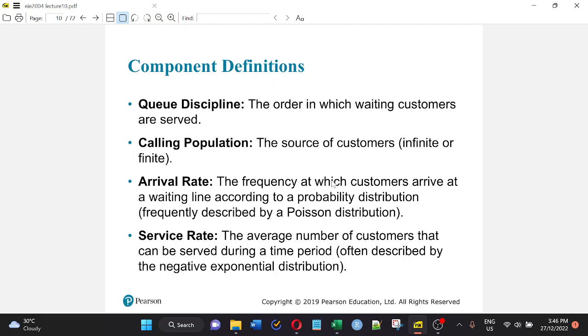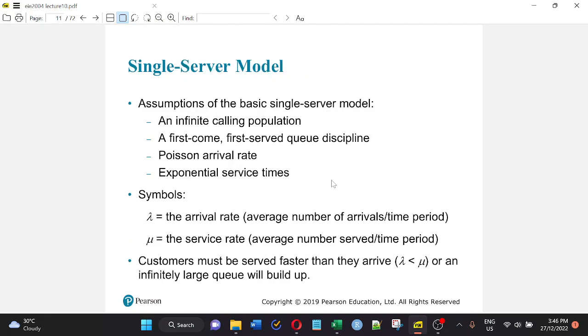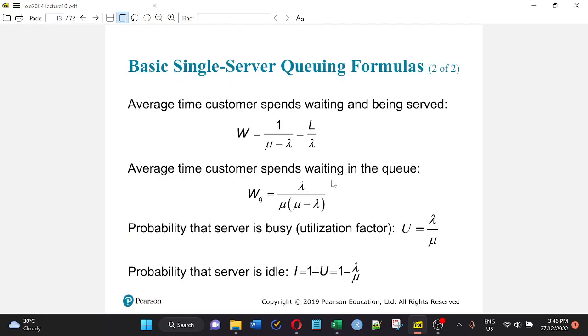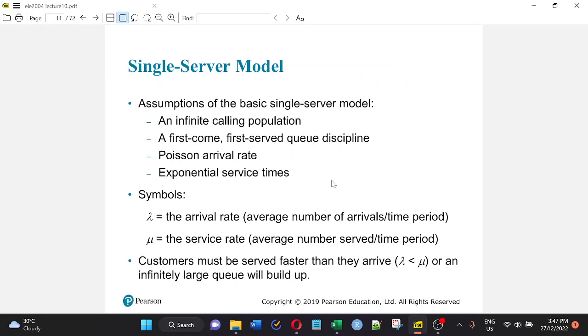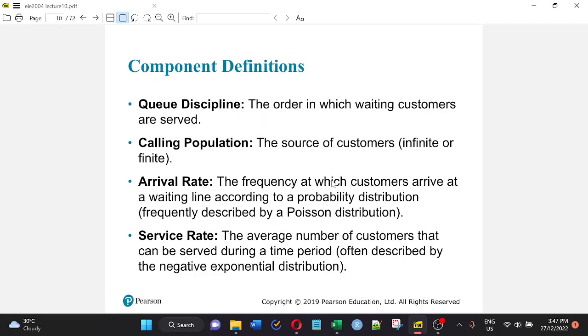The first one is the queue discipline. The queue discipline is the order in which the waiting customers are served. There are basically four types of queue disciplines, but we take it as first come, first served. If you are the first to come to the counter, you will get served first, and then the second person will have to wait for you, and the third person will have to wait for the second person, and so on. But there are many queue disciplines.